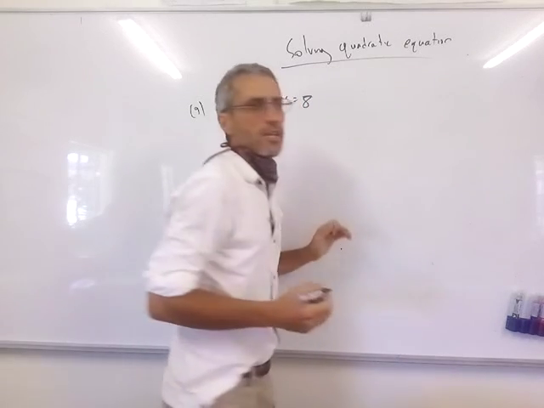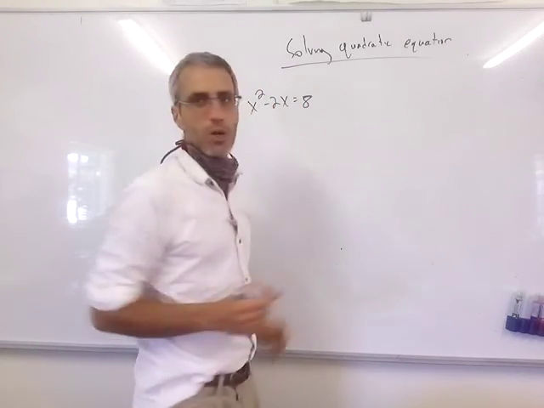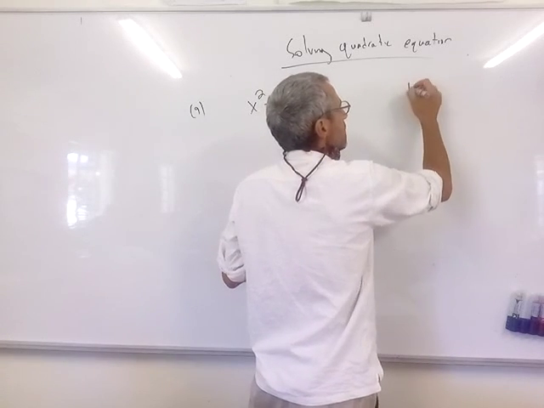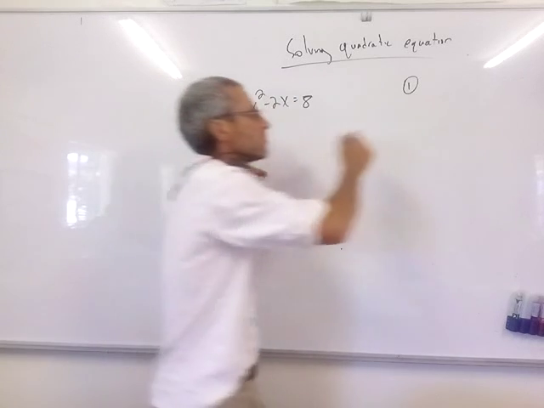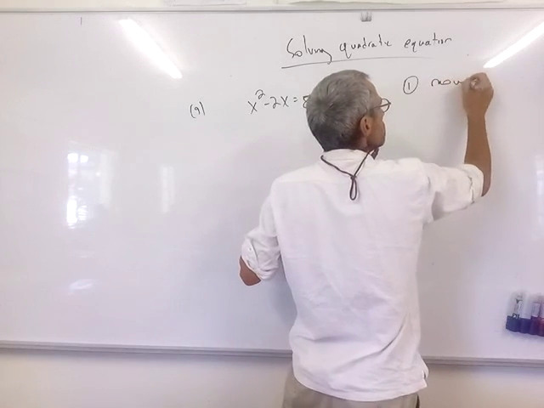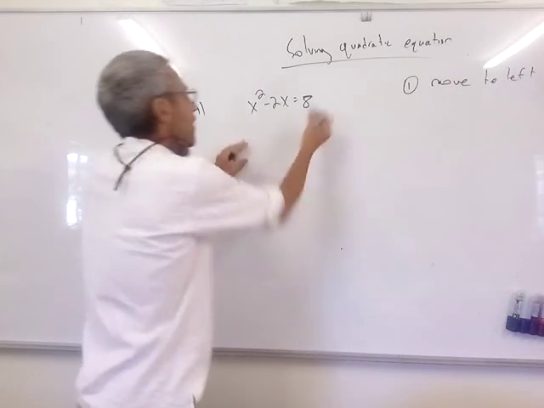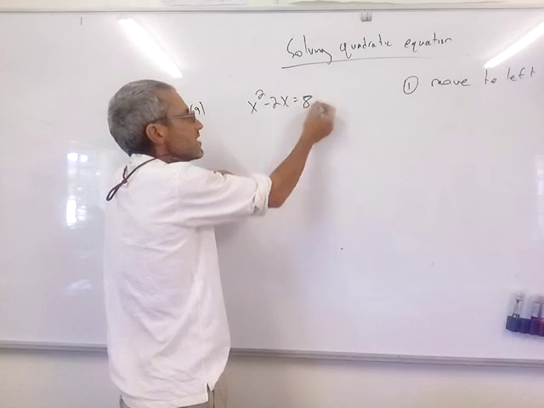When you're trying to solve a quadratic equation, you need to do, I will say, 4 steps. The first step is move everything to the left. Everything must move to the left. Okay? So actually, let's do that. How am I going to move everything to the left? What do I need to do? X. Minus 8. I need to minus an 8.